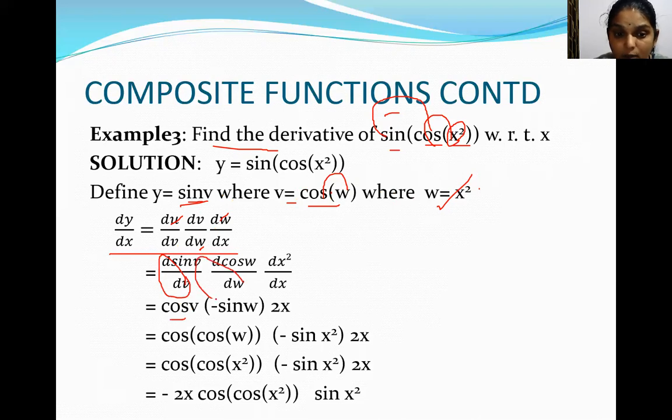d by dw operating on cos w is minus sin w. d by dx of x square is 2x. So cos of w into minus sin of w, where w is x square, into 2x. So cos of x square into minus sin x square into 2x. So we have minus 2x cos of x square sin x square as the derivative of the given function.